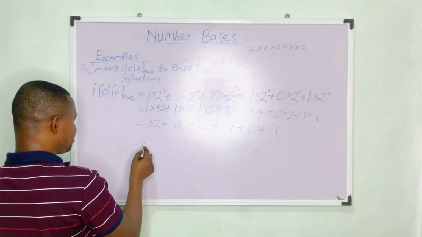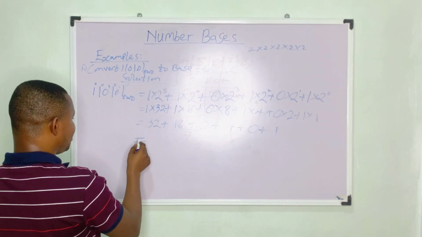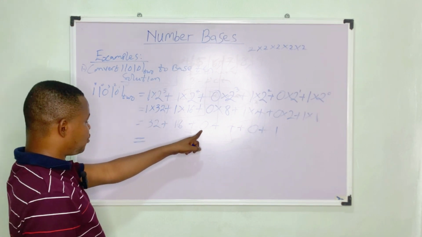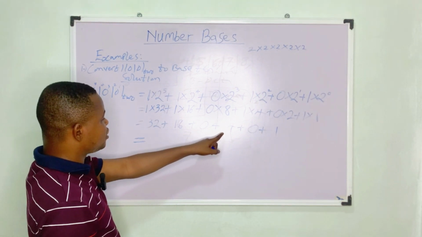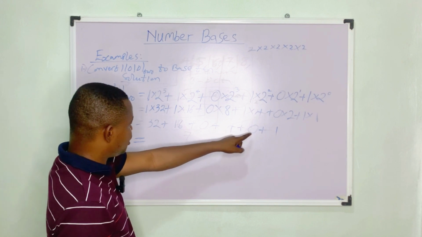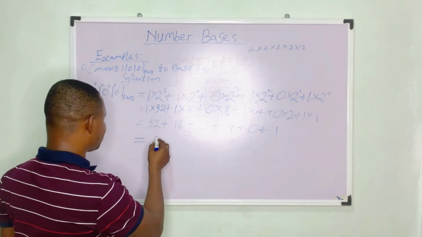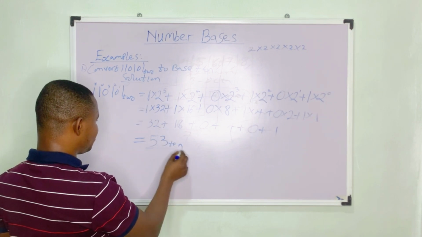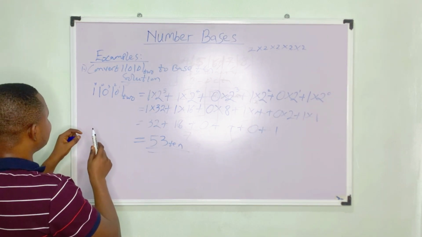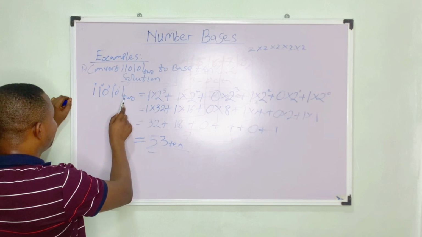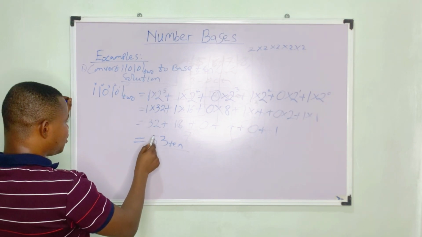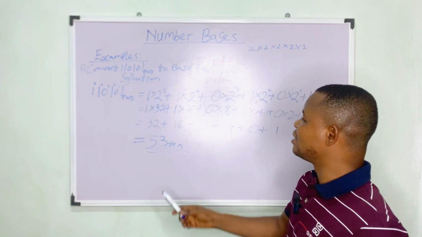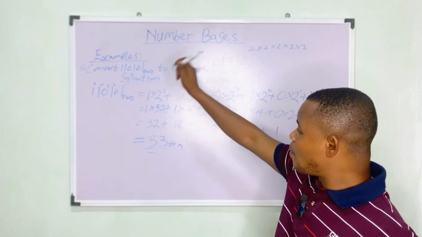So let's do the arithmetic, and whatever we get is our final answer in base 10. 32 plus 16, that will give us 48, plus 0 is still 48. 48 plus 4, that's 52. Plus 0 is still 52. Then plus 1 will give us 53. And that is in base 10. So we just converted 110101 in base 2 to 53 in base 10. So that is how to convert any number base to base 10.